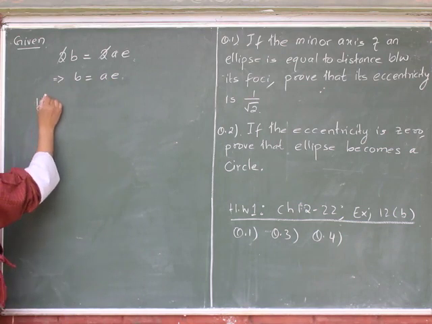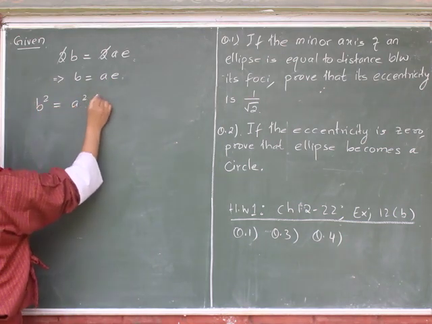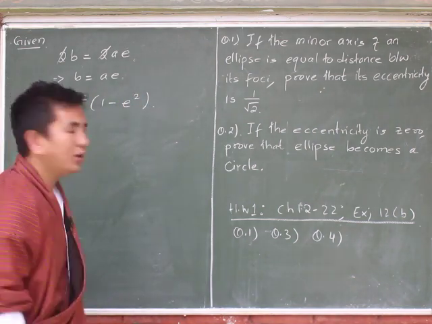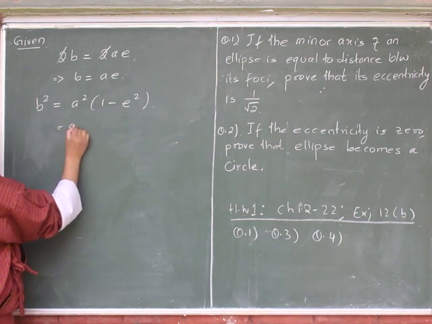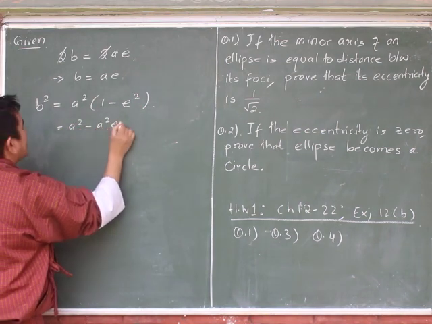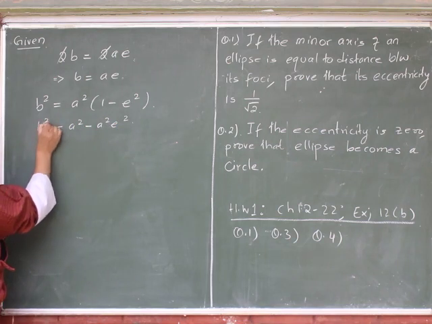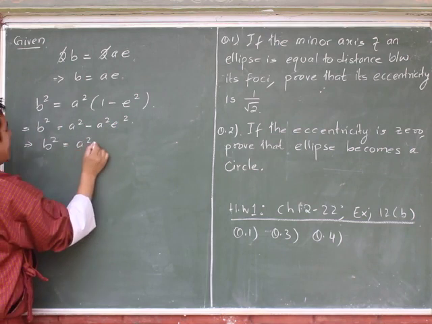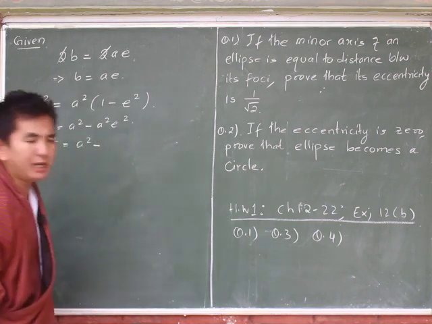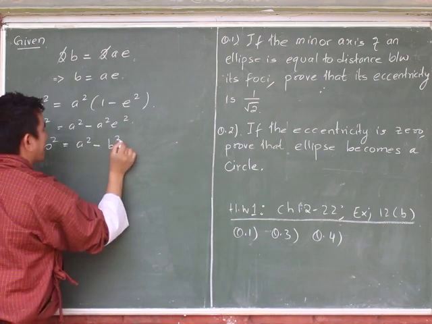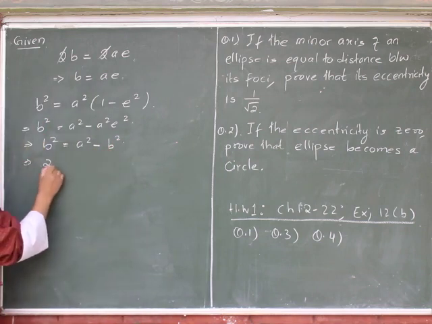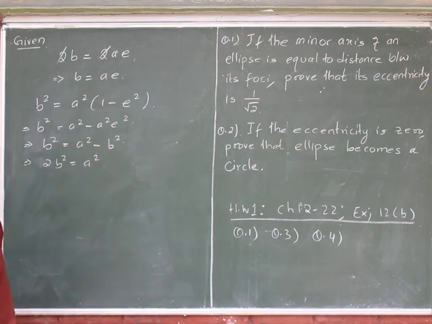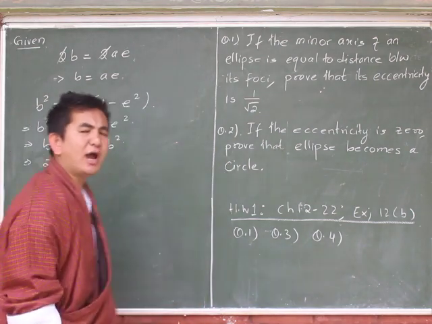I have given one formula, if you remember: B square is equivalent to A square times (1 minus E square). Yes or no? Now please open the bracket. We have A square minus A square E square, which is nothing but B square. That implies B square is equal to A square minus A square E square, and since AE is B, A square E square becomes B square. Bring this one here, which implies 2B square is equivalent to A square. Now our job is to prove that the eccentricity value is equal to 1 by root 2.